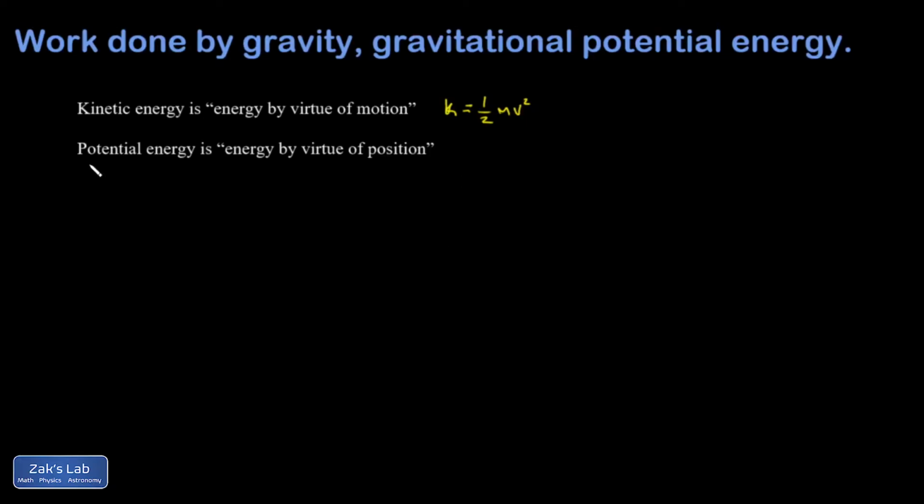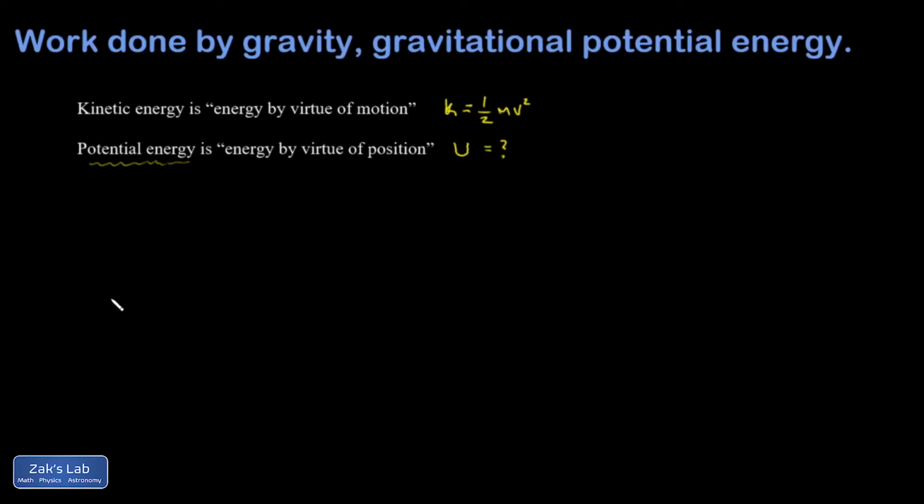Well, there's another type of energy we want to introduce called potential energy, and that's the energy by virtue of the object's position. And we normally use the symbol of U for this. And what I'm trying to do in this video is figure out what should the expression be for the potential energy due to gravity.